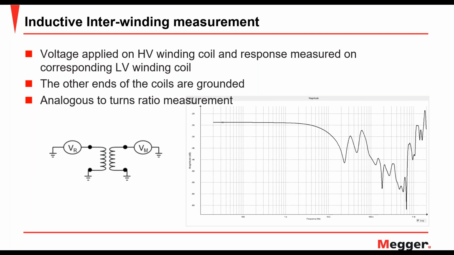Now this measurement is comparable to a turns ratio measurement, because essentially what you're doing is looking at the transformation relationship between the high voltage winding and the low voltage winding. The curve that you get typically looks like this. You have a more or less horizontal line in the lower frequencies, and that line corresponds to the transformation ratio between the two coils.